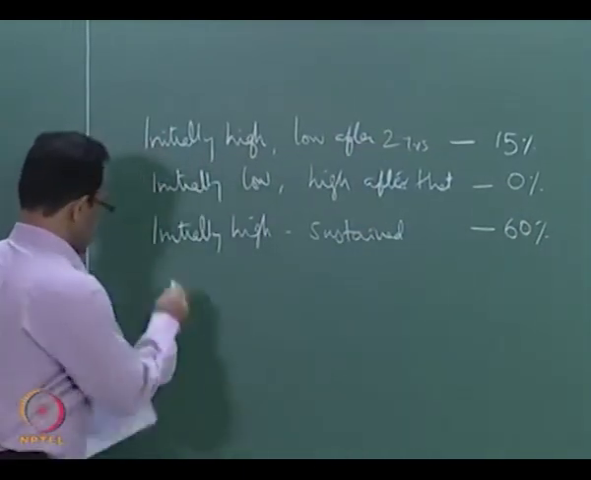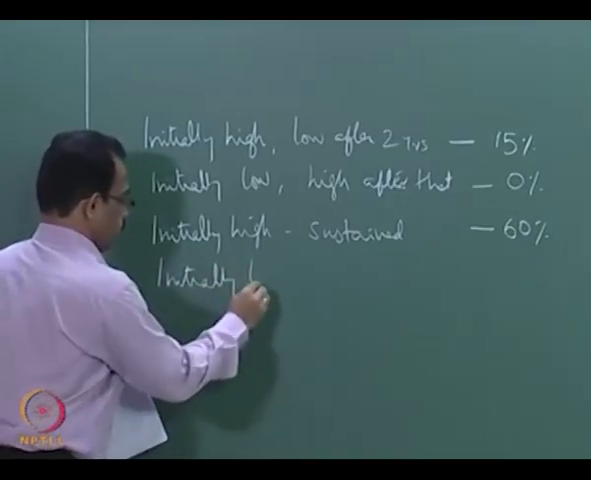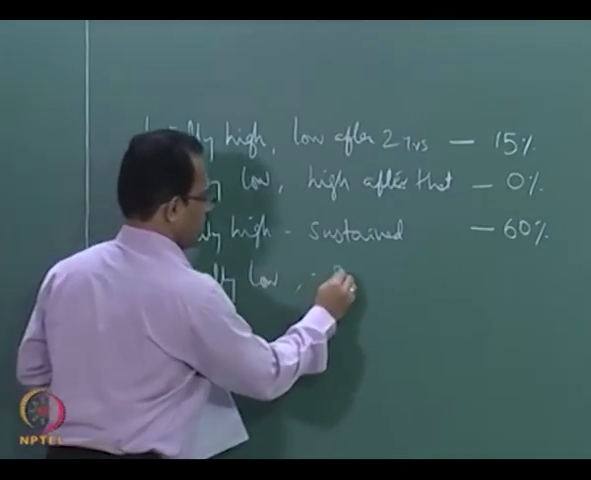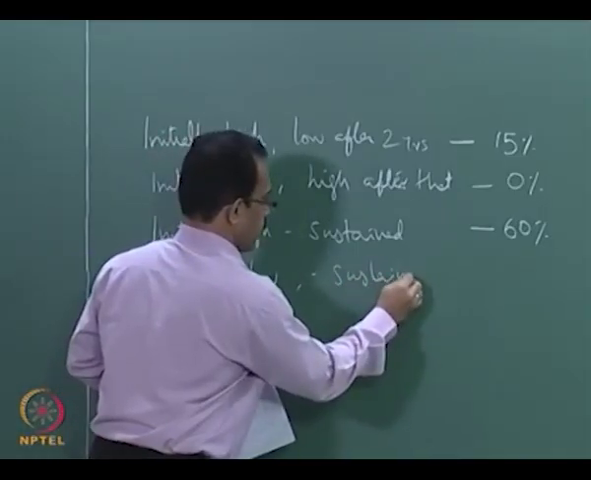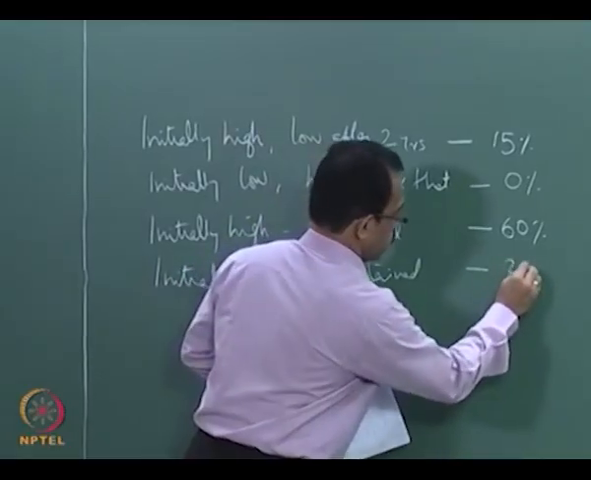Then we have this initially low and it continues to be low, and this is sustained, the low demand is continuing. That is another possibility, and the probability of this one is 25%.